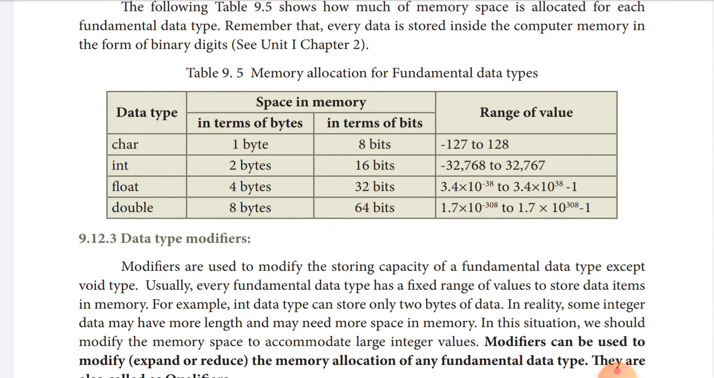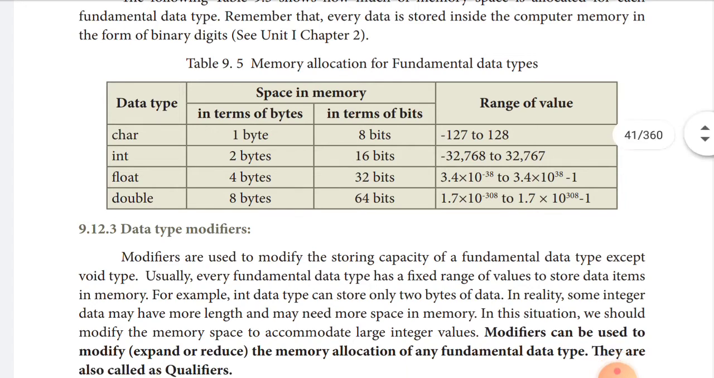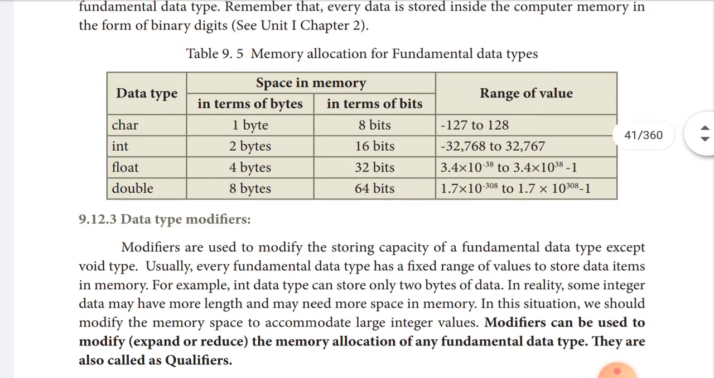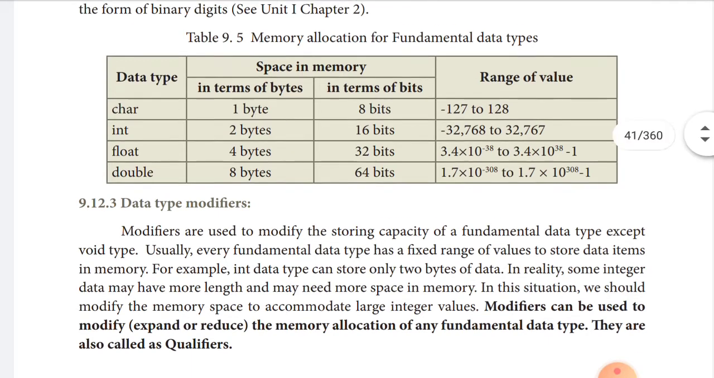And float uses 4 bytes, which is 32 bits. The range of the value is 3.4 into 10 power minus 38 to 3.4 into 10 power 38 minus 1. And double uses 8 bytes, which is 64 bits. The range is 1.7 into 10 power minus 308 to 1.7 into 10 power 308 minus 1.